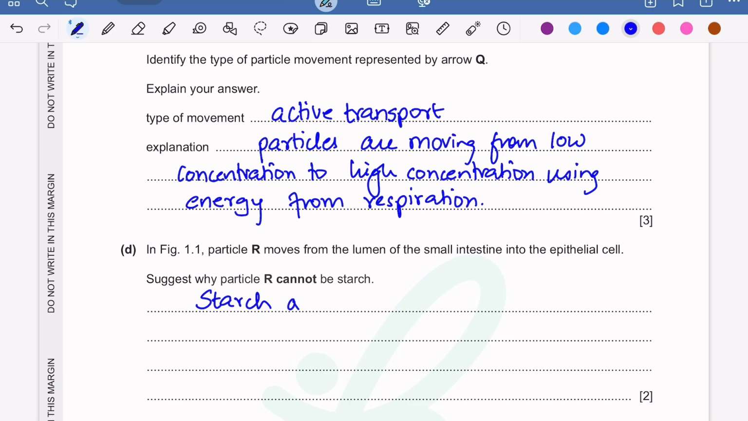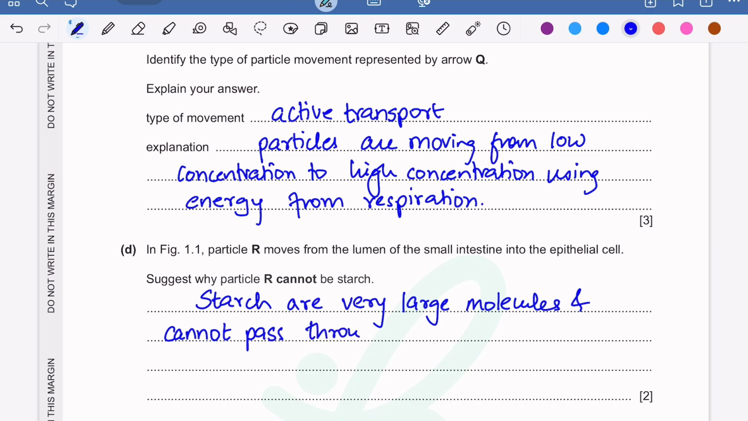So the answer for this will be: starch are very large molecules and cannot pass through the cell membrane, and hence starch cannot pass from the small intestine into the epithelial cell.